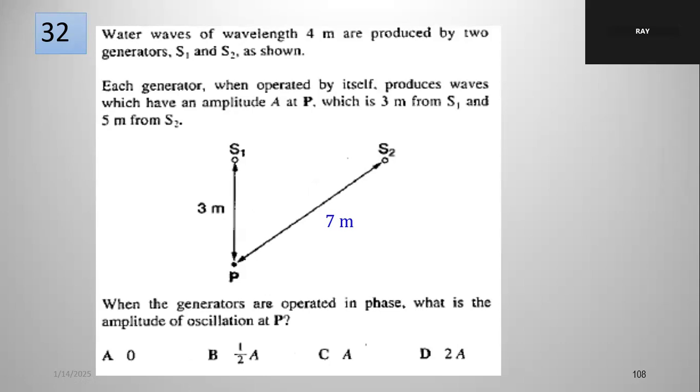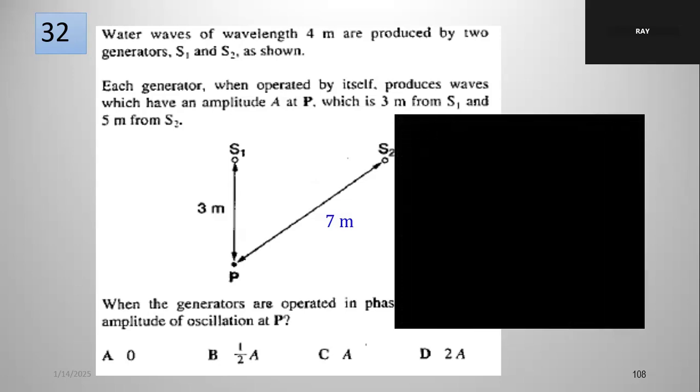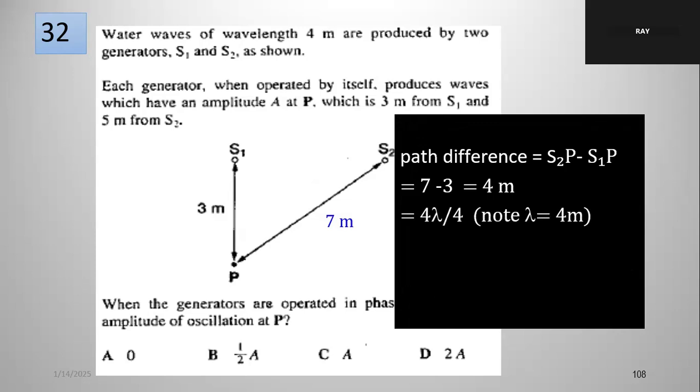The path difference is 4. So what's the answer? Lambda. You only have 10 minutes left. 1 lambda. So a full wavelength, so constructive interference. So A plus A is 2A.